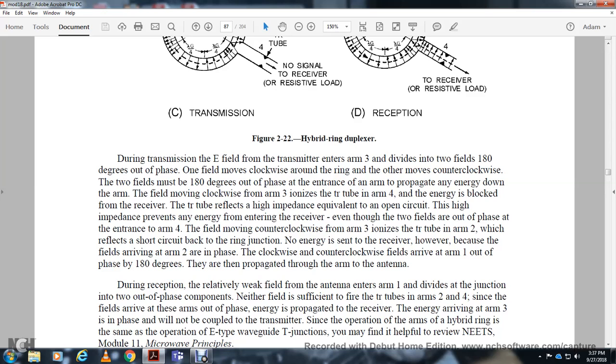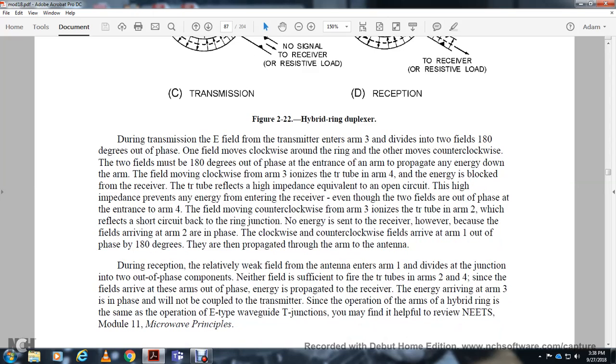High impedance prevents any energy from entering the receiver entry, and even though the two fields are out of phase at the entry of arm 4, the field moving counterclockwise from arm 3 arrives at the transmitter receiver tube of arm 2, which will reflect with a short circuit at the back of the ring junction. No energy is sent to the receiver. The fields arriving at arm 2 are in phase. The clockwise and counterclockwise fields arrive at arm 1 180 degrees out of phase. They are propagated through the arm out to the antenna.